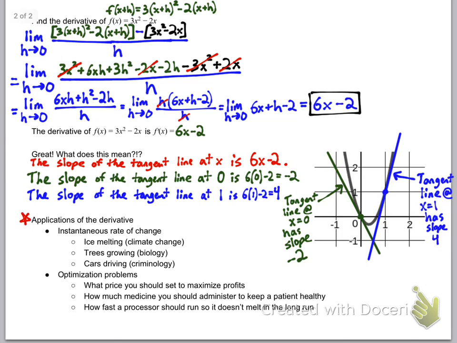So, before I get too much further, the derivative, this formula I found here, the 6x minus 2, is a generic formula. If I want the slope of the tangent line at any point on the graph, I can just plug in the x value of that point, and the derivative will tell me the slope at that point. So you go, cool, we did all that work just to find the slope of a tangent line. What's the big deal though?